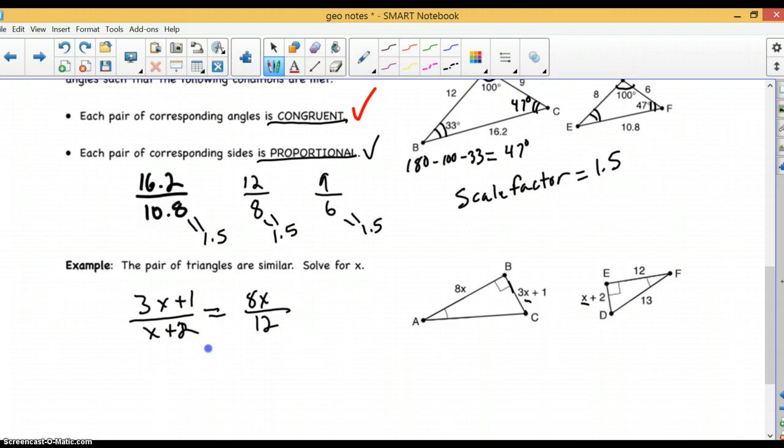So now this is where we need to get really good at solving proportions. So we cross multiply and we get 8x squared plus 16x equals 36x plus 12.